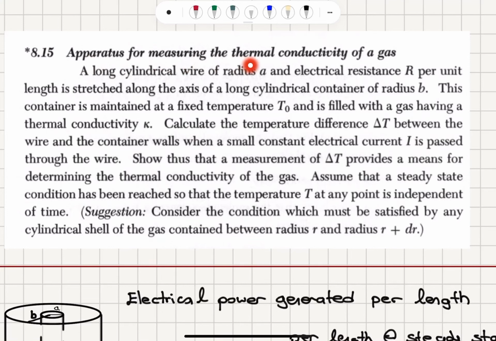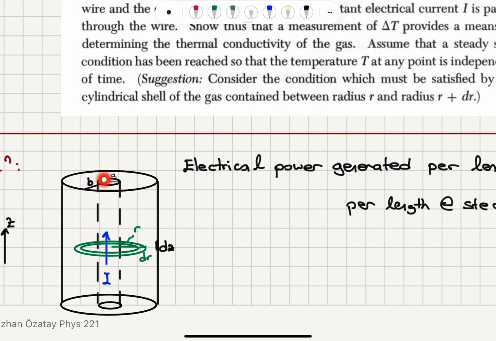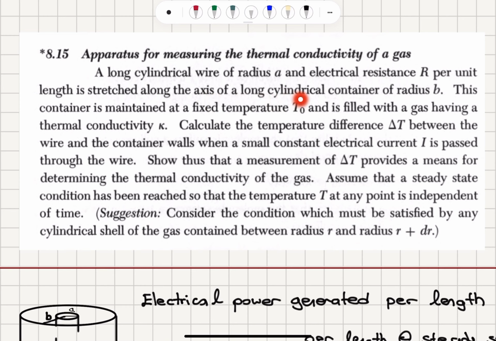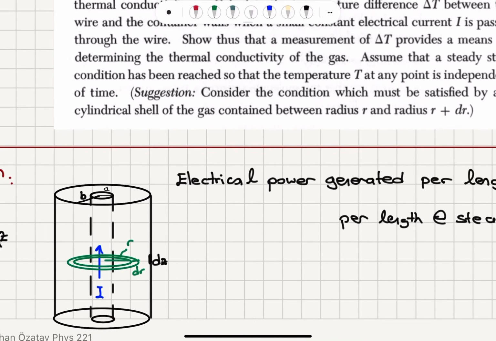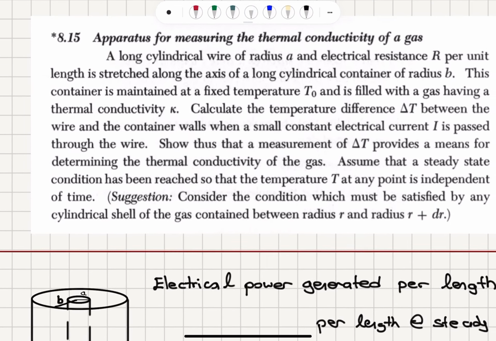Apparatus for measuring the thermal conductivity of a gas. A long cylindrical wire of radius A and electrical resistance R per unit length is stretched along the axis of a long cylindrical container of radius B. So this is the container with radius B.